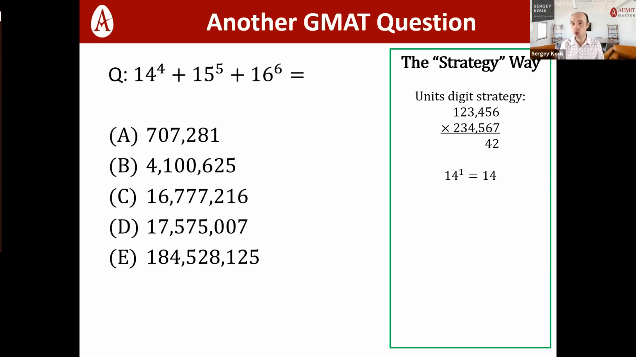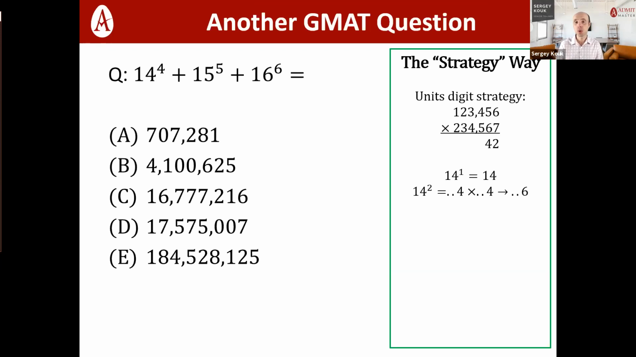So we can do 14 to the power of 1, which means 14 multiplied by itself once. That's, of course, 14. 14 squared, that's 14 times 14. And again, sticking with that strategy, 4 times 4 is 16, so the answer has to end in a 6. Well, let's keep going. We need to get to 14 to the 4, so we multiply by one more 14.